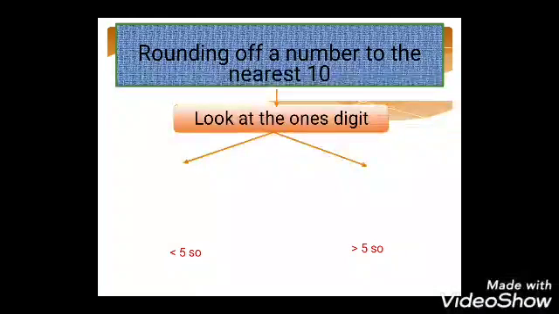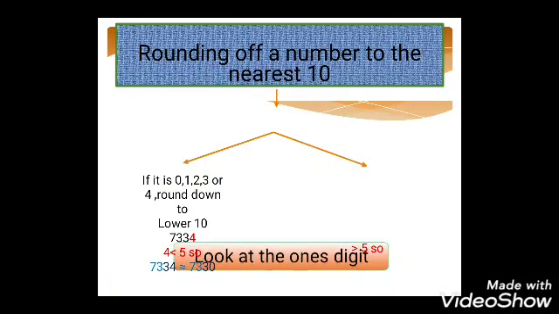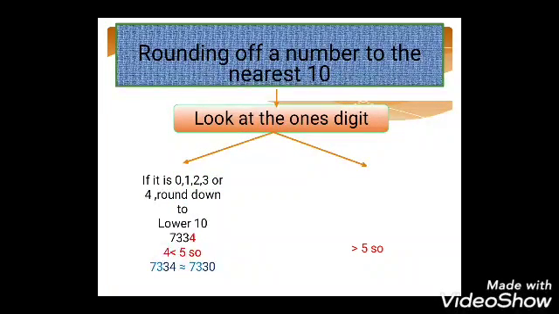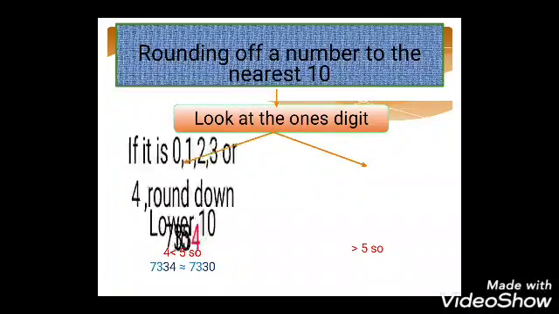So now let us take an example, rounding off a number to the nearest tens. Look at the ones digit. If it is 0, 1, 2, 3 or 4, round down to the lower 10. So here the number 7334, look at the digit at ones place. It is less than 5. So 7334 is approximately equal to 7330.